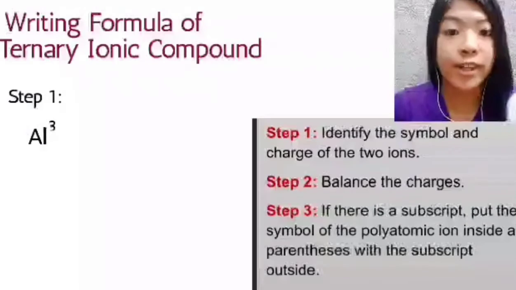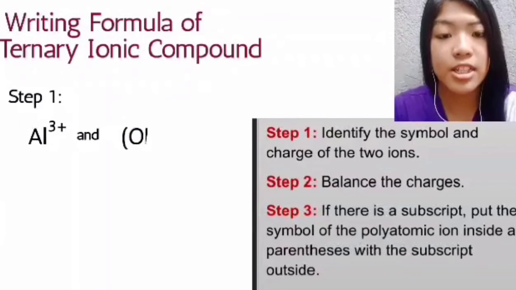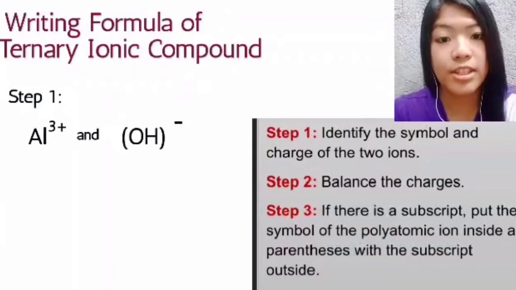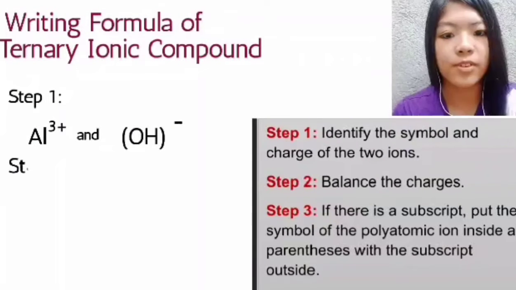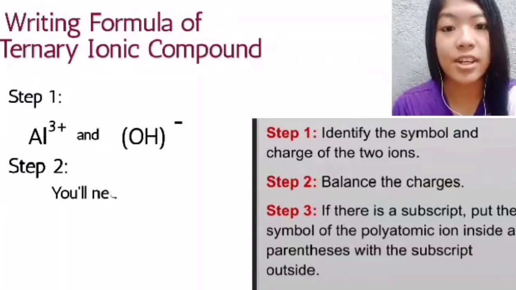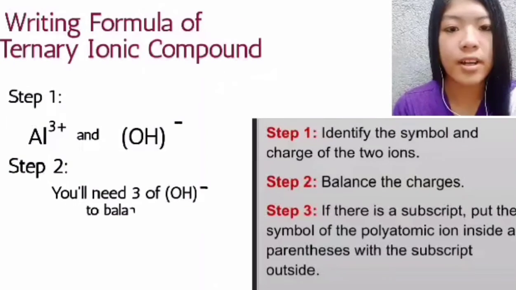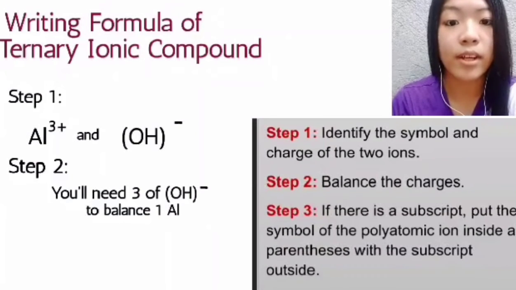Now for step 1, the symbol for aluminum is Al and the charge is positive 3. Then for hydroxide, it is OH and it has a negative charge. For step 2, balance the charges. The charge of aluminum is positive 3, therefore, you'll need 3 of hydroxide in order to balance 1 aluminum.